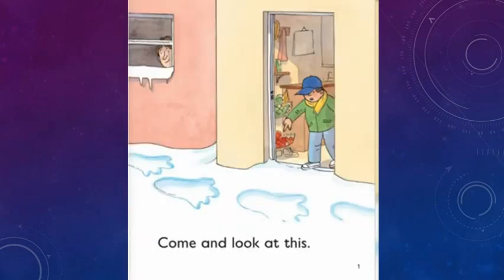This is page number 1. On this page, Chip is surprised. He is standing in the kitchen and pointing at the big footprints. He is thinking, how big are these footprints on the ground? And saying, look at this. And in the next room, Dad is peeping outside from the window and hiding himself too. Let's read this page. Come and look at this.